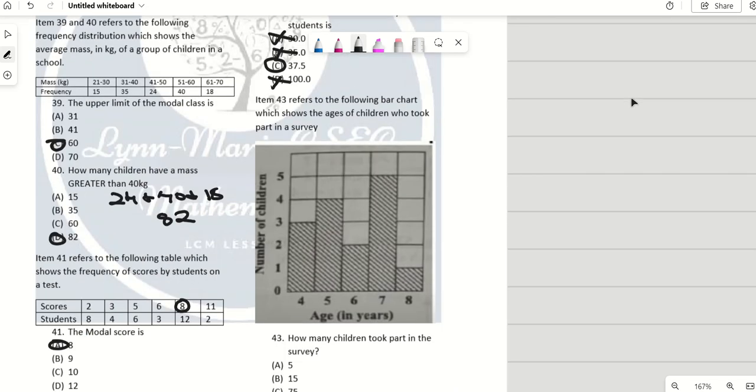Right, item 43 refers to the following bar charts which show the number of children who took part in a survey. How many children took part in the survey? We have done this several times. I could tell you the answer is 15, but let's just go 3 plus 4 plus 2 plus 5 plus 1, which is 15.